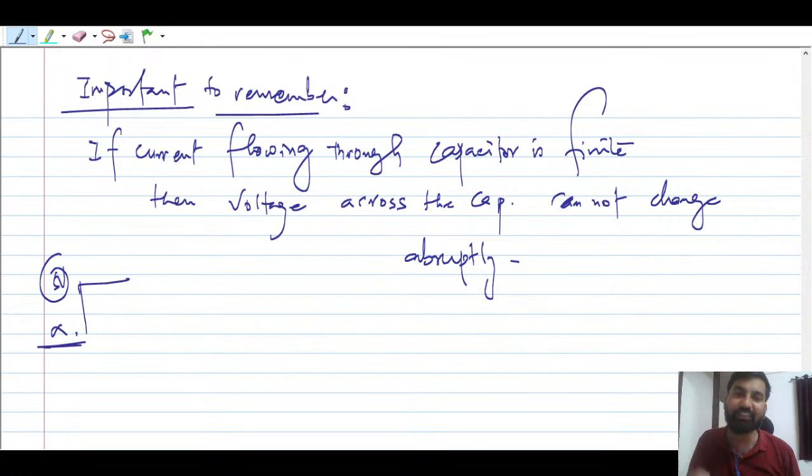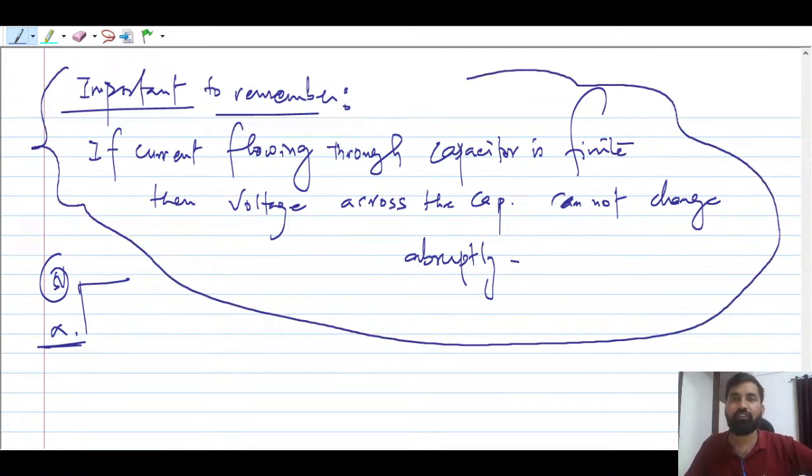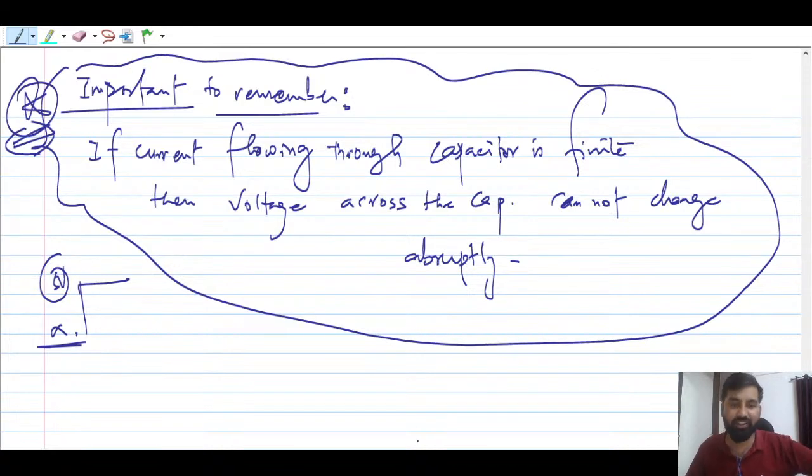But suppose finite current is flowing, so it will charge gradually, not directly कि abruptly charge हो गया. तो आपका जो change in voltage होगा, there will not be any sort of change. ये आप याद रखना. This will be very useful when I will talk about the RC circuits, right? ठीक है. I hope this makes sense, right?